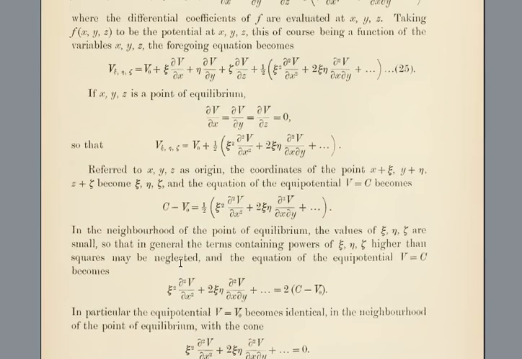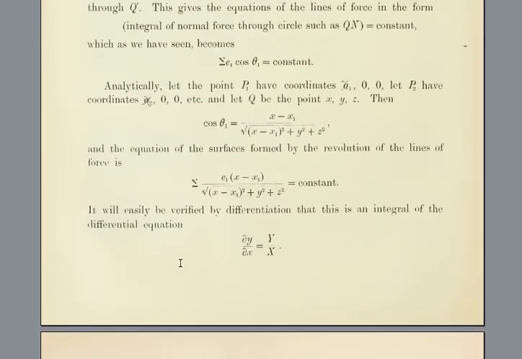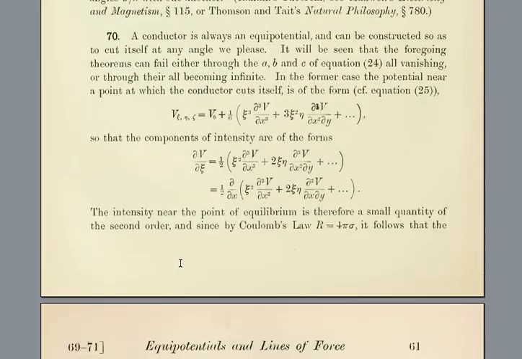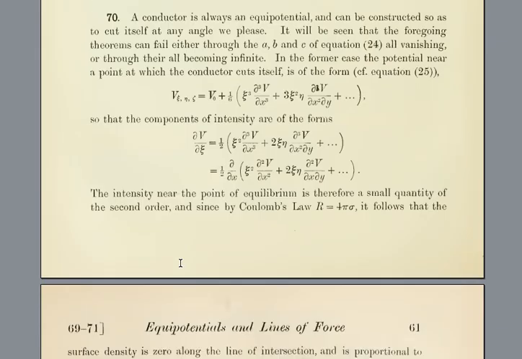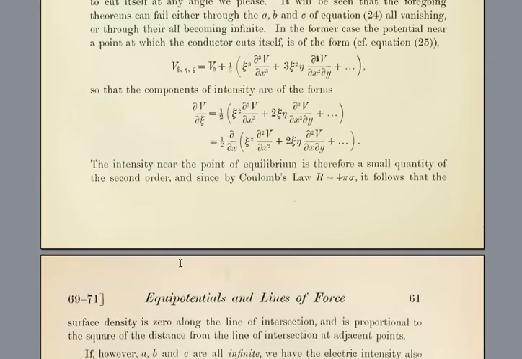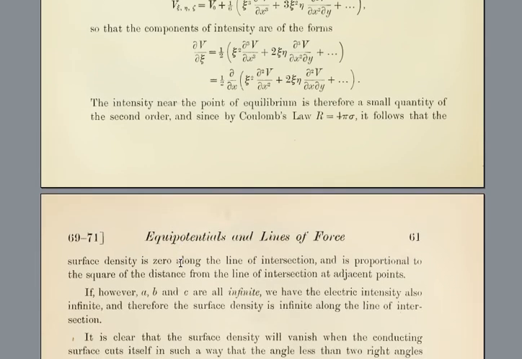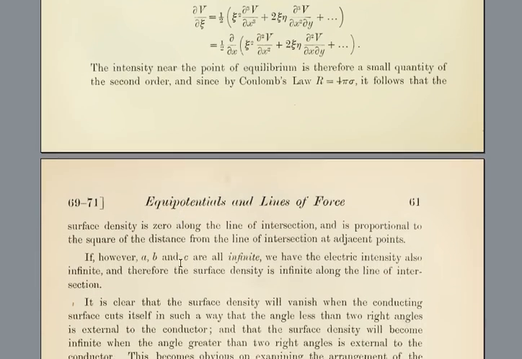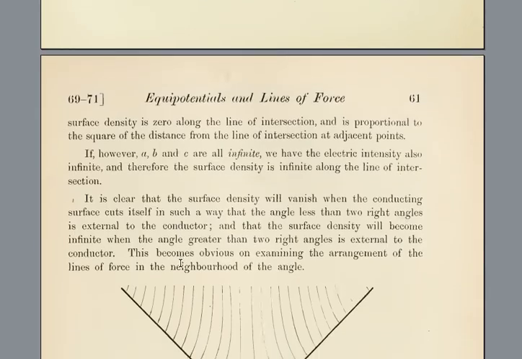In the former case, the potential near a point at which the conductor cuts itself is of the form second derivatives of potential multiplied by squares of displacements, so that the components of intensity are of the forms third derivatives of potential multiplied by cubes of displacements. The intensity near the point of equilibrium is therefore a small quantity of the second order, and since by Coulomb's law the electric field intensity is proportional to 4 pi times the surface charge density, it follows that the surface charge density is 0 along the line of intersection and is proportional to the square of the distance from the line of intersection at adjacent points.